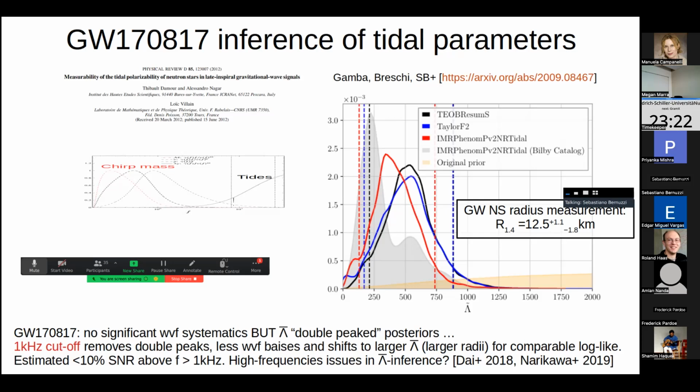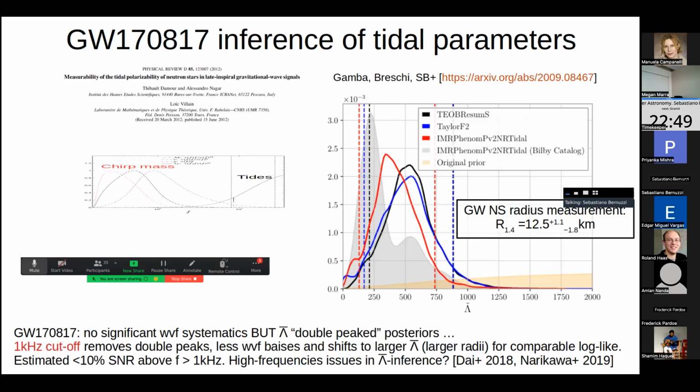For the particular results, we have revisited the analysis. There's a very detailed paper by Rossella Gamba, who's linked here. You can read all the details there. We have revisited this analysis by looking systematically at all the possible approximants that are available, by looking at differences among these waveform approximants, by looking at Fisher matrix analysis and full Bayesian parameter estimation runs.